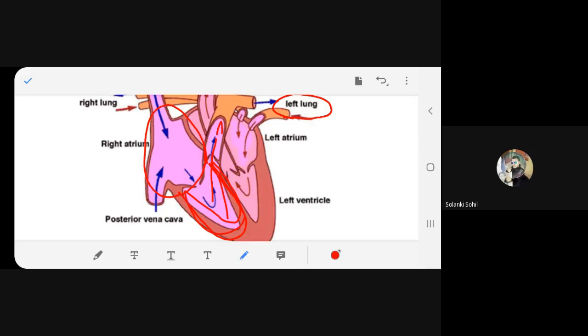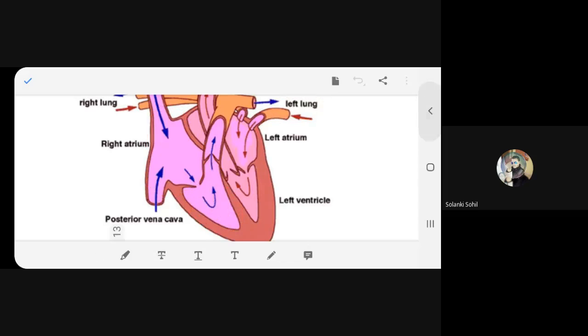So again, I repeat, the carbon dioxide rich blood is collected from all parts of the body. It is taken to the heart, that is the right auricle or the right atrium. From there, it is pushed to the right ventricle. From ventricle, it goes to the left lung. And from there, it comes out through the nose or the nostrils to the atmosphere. Understood? So carbon dioxide is removed from the body. This is the process. Now let's see the next one.